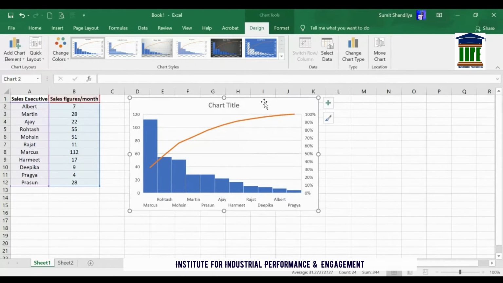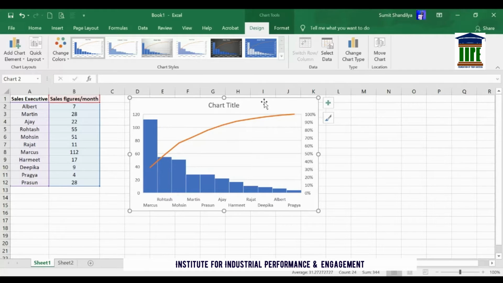Now what does this diagram tell you about? Just have a look at the data. This data is of sales executives who have achieved certain sales figures in a particular month. And now let's say I want to identify who are those salespersons with the maximum contribution individually, and overall the maximum contribution in the organization cumulatively.